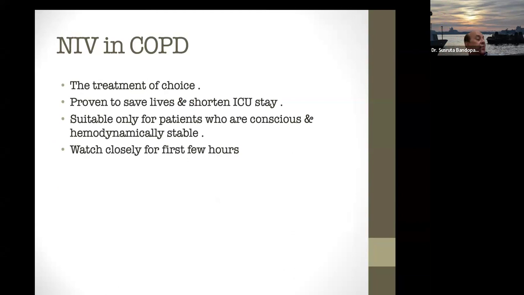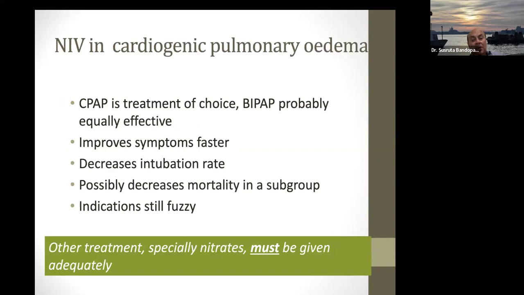Now, NIV in COPD, as I've told you, this is one of the most important indications. The treatment of choice for COPD hypercapnic failure is NIV. Proven to save lives and shorten ICU stay, suitable only in patients who are conscious or hemodynamically stable. Watch closely for the first few hours. We have already discussed this.